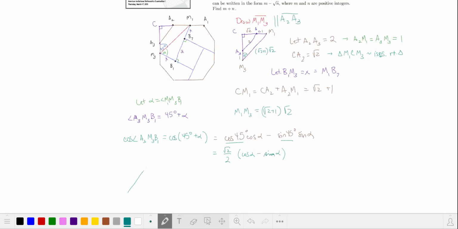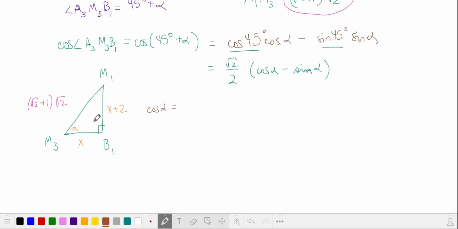And I'm going to redraw this right triangle here, triangle M1, M3, and B1. And this is alpha. Again, we have the distance from M3 to B1 is x, and this distance from M1 to B1 is x plus 2. And earlier we calculated that the hypotenuse has length root 2 plus 1 times root 2. So the cosine of alpha is adjacent over hypotenuse, and the sine of alpha is opposite over hypotenuse.